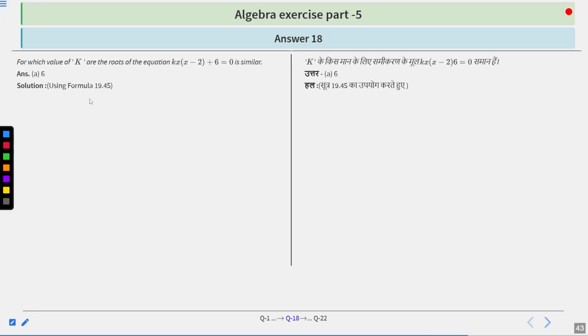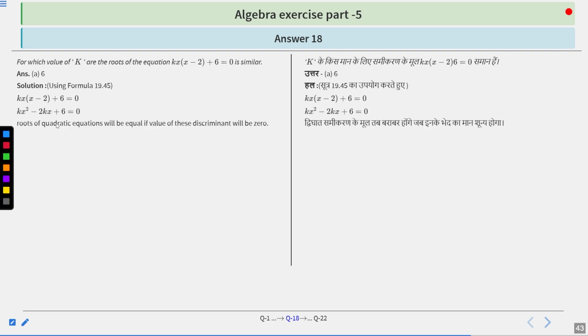So we are going to use formula 19.45 to solve this question. The given equation was kx into x minus 2 plus 6 equal to 0. So kx into x is kx square minus kx into 2 is 2kx plus 6 is equal to 0. Roots of a quadratic equation will be equal if the value of the discriminant will be 0. That is, using 19.45, discriminant is b square minus 4ac, that should be equal to 0.